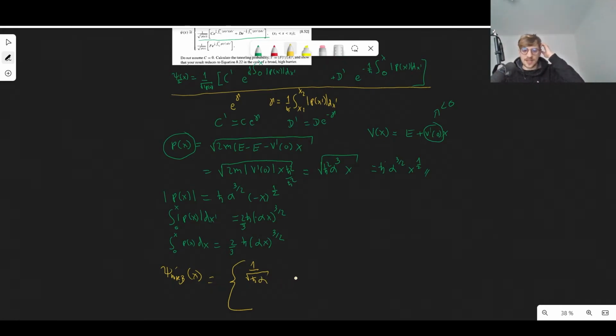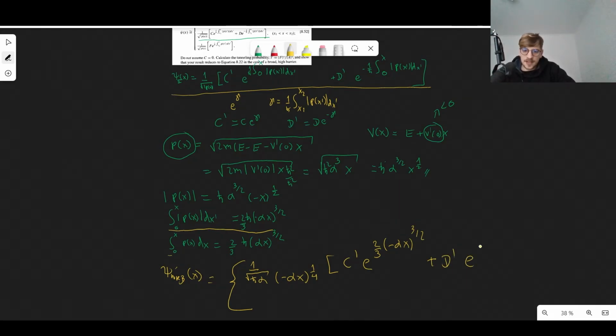So we'll put alpha in here, and the other alpha we will put alongside the minus x. So we get minus alpha x to the 1/4. Again, this is just preference. You don't have to group it like this. You will get to the same result. Then we have c prime e to the 1 over h bar times the integral with the absolute value, so this one right there. We get 2/3, the h bar cancels out, minus alpha x to the 3/2. Then we get plus d prime e to the minus this same thing, so 2/3 minus alpha x to the 3/2.